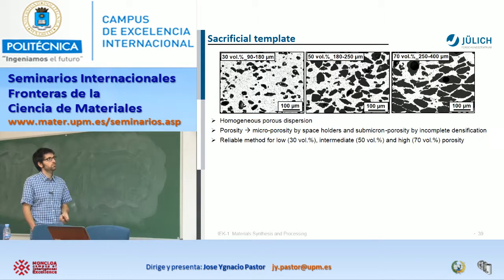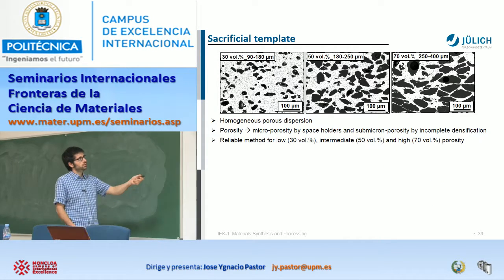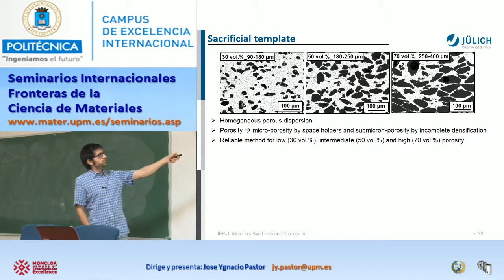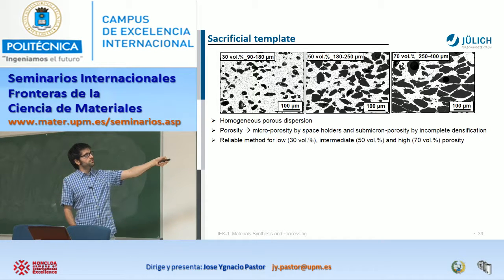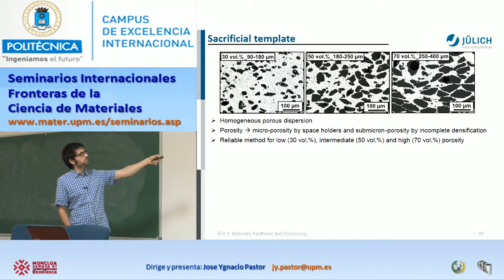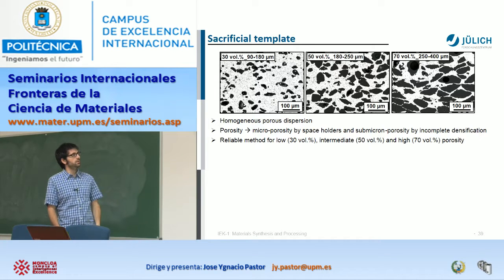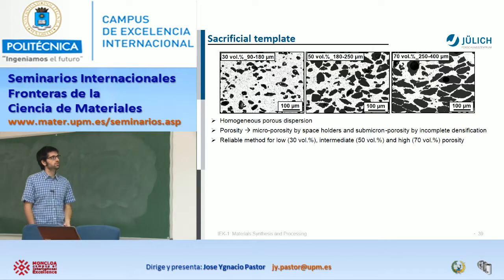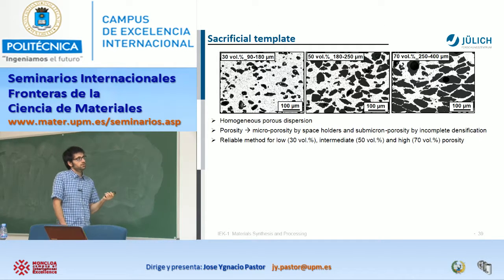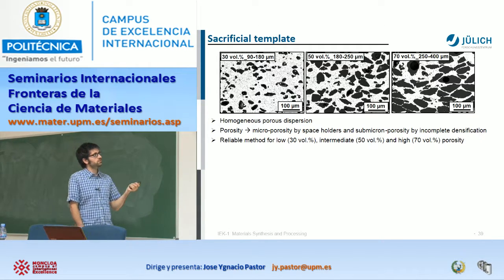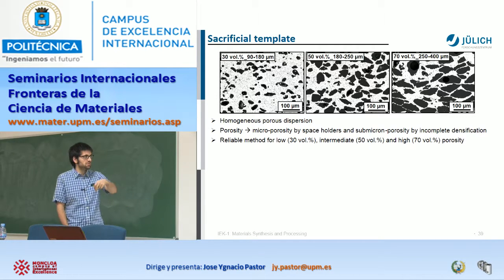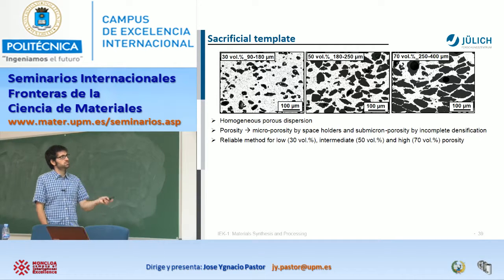And here a couple of microstructures of this material. One case for 30%, another for 50%, and one for 70%, and with different particle sizes, okay? With the smaller, the medium, and the large one. And this is after the sintering, to give you an idea. A few things that should be highlighted: there is a homogeneous dispersion of this material, and it was just mixing this space holder with the powder by hand.